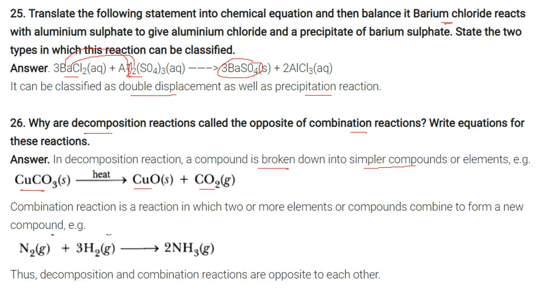Combination reaction, on the other hand, is a reaction in which two or more elements combine, or compounds can also be combined to form a new compound. For example, N2 and H2 combine to form ammonia. Actually, decomposition and combination reactions, that is why, are supposed to be opposite to each other.